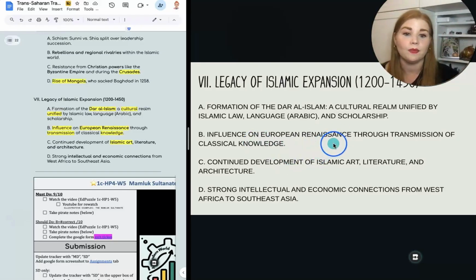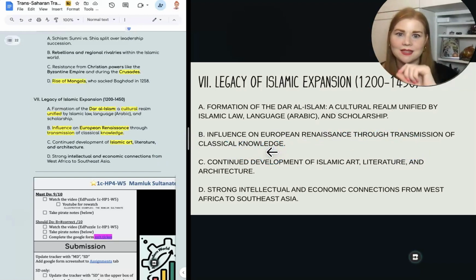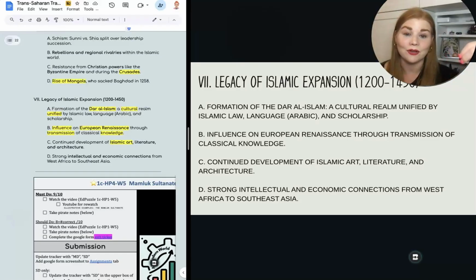We have an influence on the European Renaissance through the transmission of classical knowledge. Without Dar al Islam saving those texts, we would not have the European Renaissance that we have in Europe, which is going to be a cause and effect relationship, really important to what comes next in history. Without the Renaissance, we potentially don't have European expansion and European exploration, which possibly would have been a good thing because most of the effects of European exploration are pretty negative.